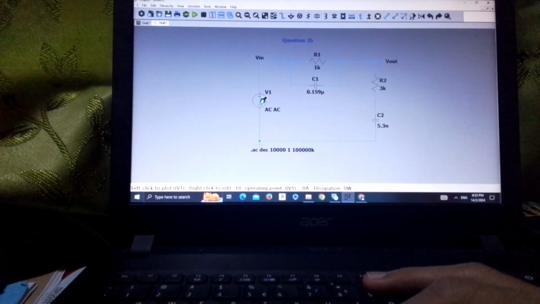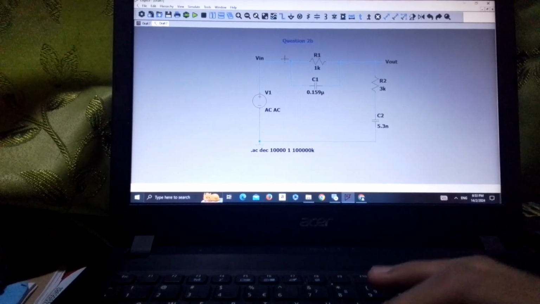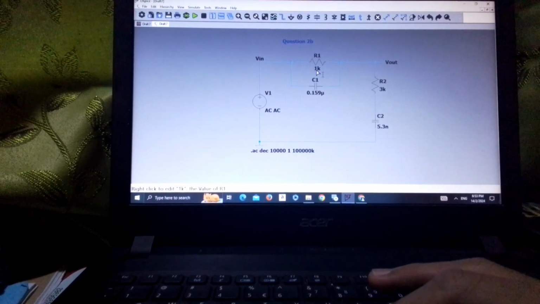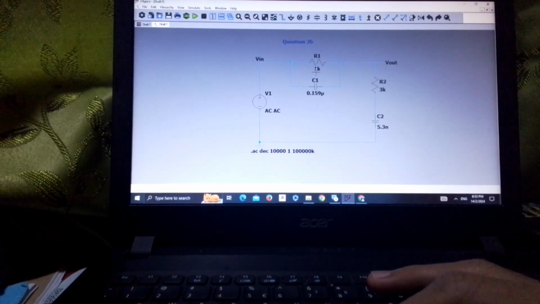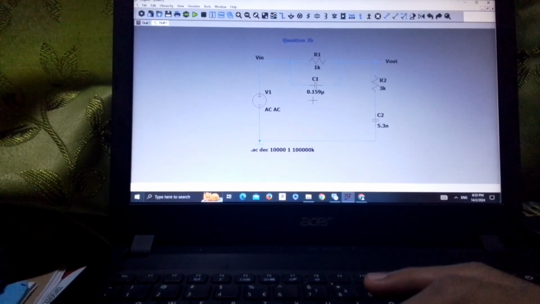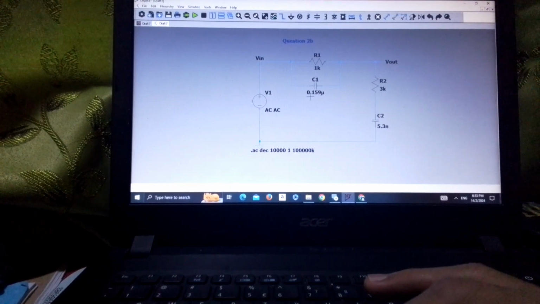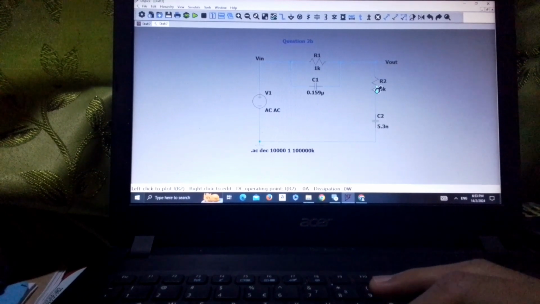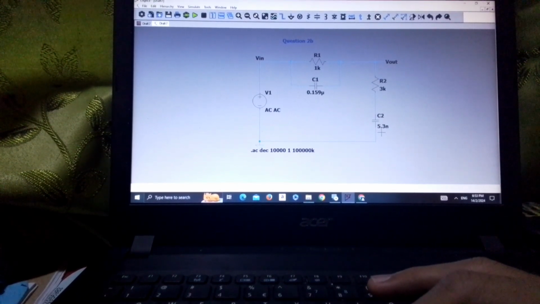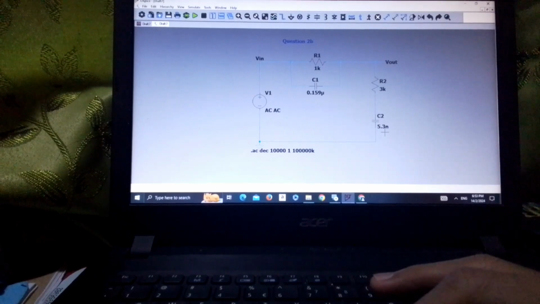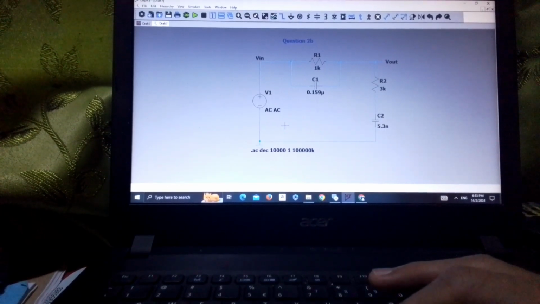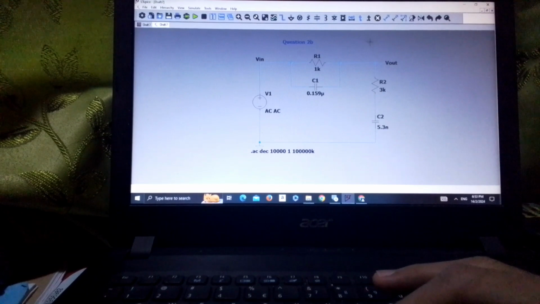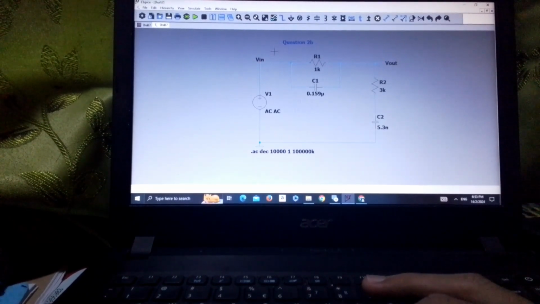For the V1, we don't have to put any value, we just put AC. For R1 I put 1K, I just assume 1K. And for C1 I just put 0.159 micro. R2 is 3K. C2 is 5.3 N. And then don't forget to label the V in and V out for this circuit.